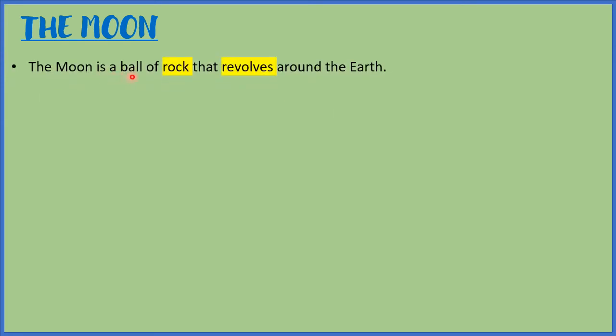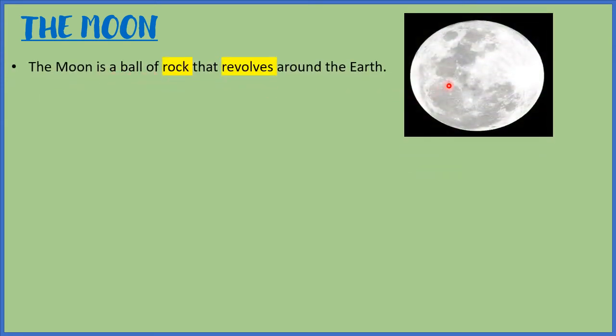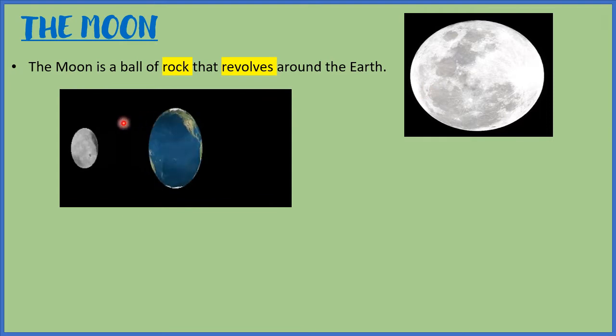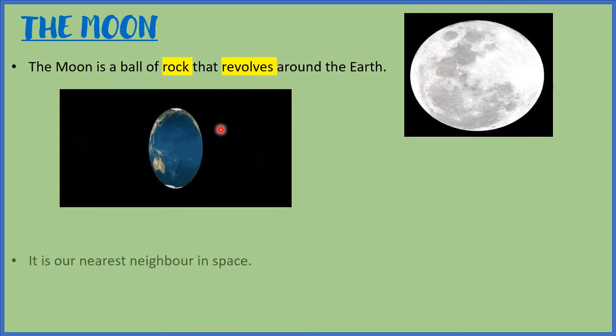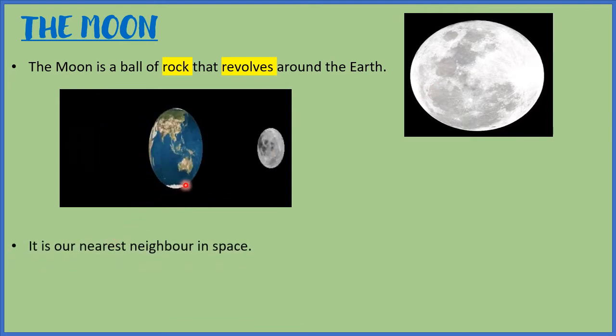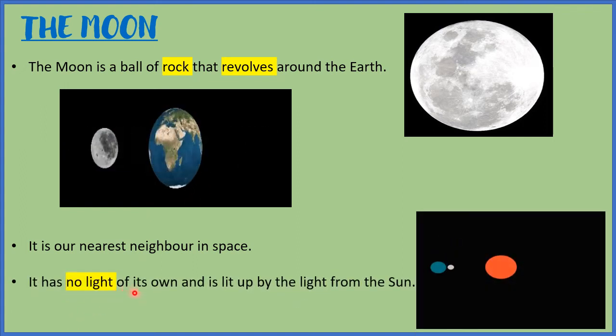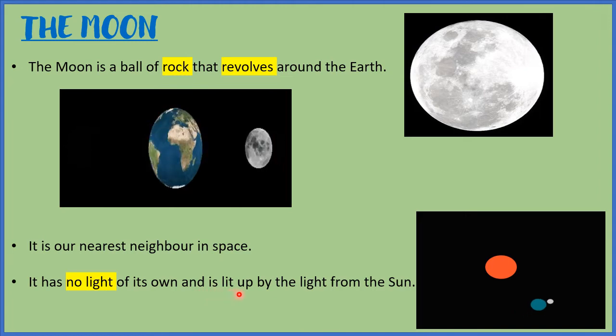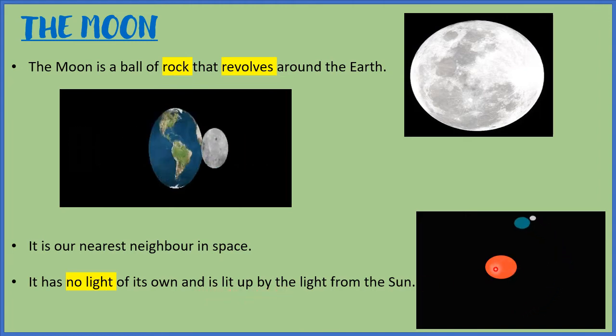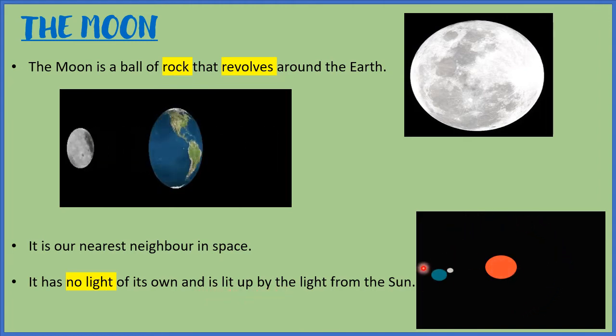The Moon is a ball of rock that revolves around the Earth. It is our nearest neighbor in space. It has no light of its own and it is lit up by the light from the Sun.